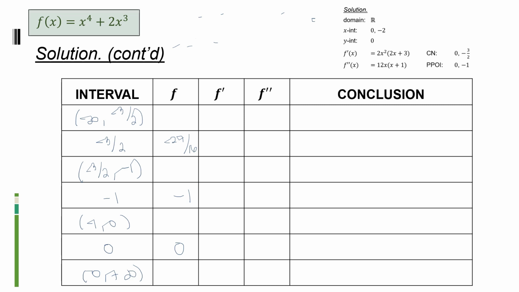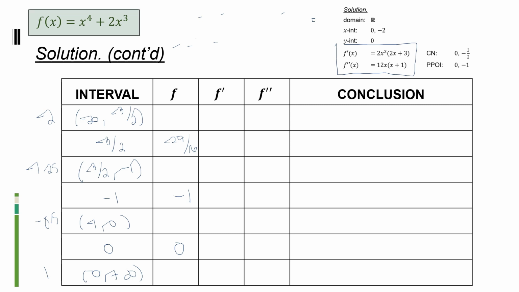Ngayon naman, check natin yung signs ng ating f prime and f double prime doon sa ating mga intervals. So dito, kuha tayo ng number, let's say negative 2. Dito naman is negative 1.25. Dito is negative 0.5. And then dito is 1. And then check natin yung sign ng f prime and f double prime. So eto yung mga yon. Dito tayo mag-substitute. For negative 2, f prime of 2 is negative.